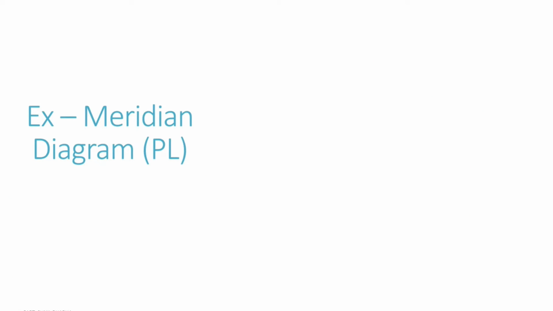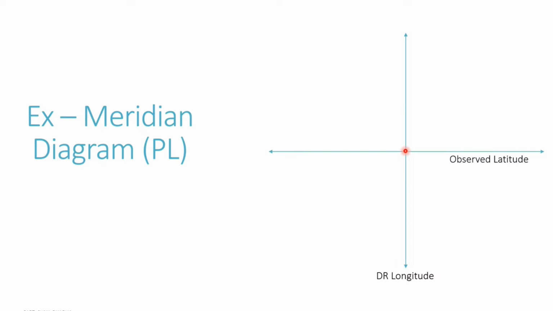Let's see the X-meridian plot in the diagram. Now, the reference position where the X-meridian PL is plotted or drawn or passes through is the DR longitude and the observed latitude. So this is the reference position, observed latitude, which we calculated from the Marpass formula, the X-meridian formula, and the DR longitude. This is the position from where the PL is going to pass.